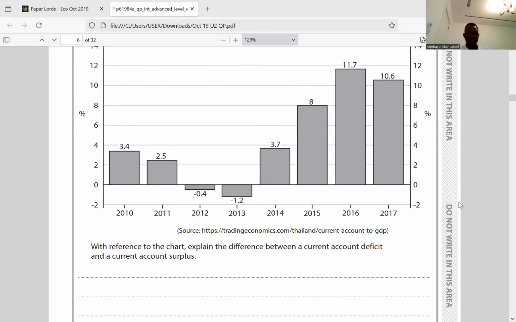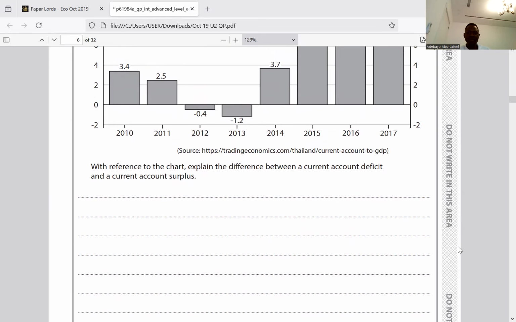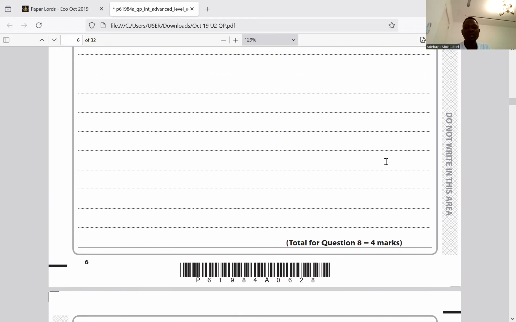Now the question says, with reference to the chart, explain the difference between current account deficit and current account surplus. What is current account? Current account is the record of goods, services, transfers and investment income in the country. Current account surplus means the value of export of goods, services, transfers, and investment income is greater than the value of import of goods, services, transfers, and investment income. And the reverse is the deficit, right? Okay, great. That's just a bonus mark. You just have to know one, then you write the other one.